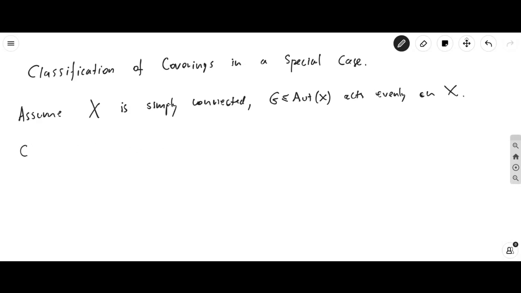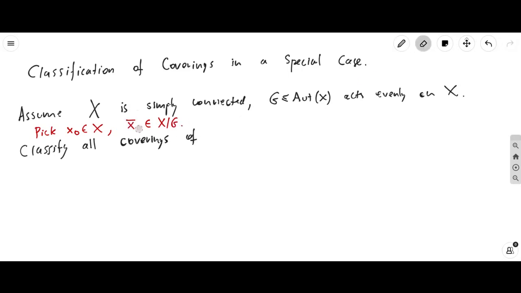And what we will do is we will classify all coverings of, maybe we need to pick a base point as we usually do, so let's just put it in here. We're going to pick an x0 in X, and x0 bar, that's going to be something in the quotient. So this is just the class of x0 mod G. We're going to classify all coverings of X mod G with this base point.